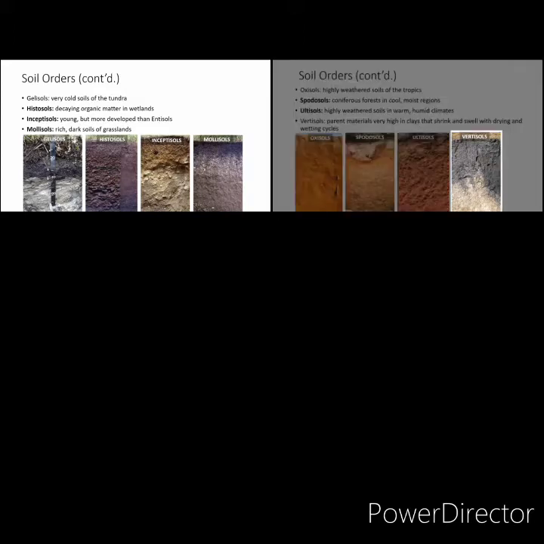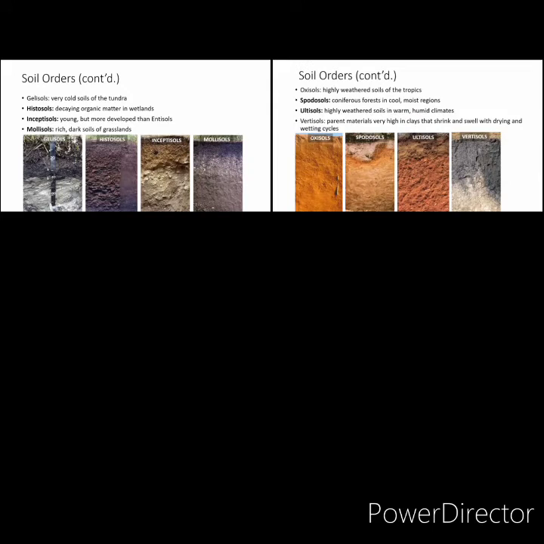Vertisols form from parent materials very high in clays that shrink and swell during drying and wetting cycles, such that large soil cracks form. This causes a churning of the soil that mixes the upper soil. They are said to be self-inverting. Vert means turn. Vertisols make up about 1% of U.S. soils, most commonly in south-central states.